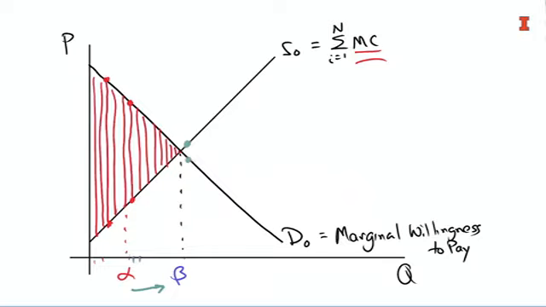What's happening to the size of the pie? Well, the size of the pie is getting smaller. If you were to push past this point, it's a very bad outcome. The size of the pie is getting smaller.